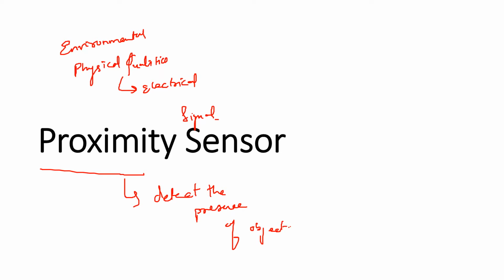Okay, detect the simple presence of objects. If you want to detect similar sensors, you also find them in your smartphone, just near your front camera. You have two small tiny horns in your smartphone. That is a proximity sensor. It helps you whenever you are on a call and you put your phone on your ear. Your cheek might touch the touch screen and it might disconnect the call.